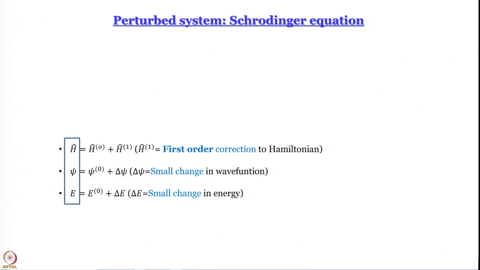Okay. So, what is the Schrodinger equation? H psi equal to E psi, simple. So, instead of H we are going to write H zeroth plus H first, like this. Instead of psi we are going to write psi zeroth plus delta psi. Then right hand side is E psi, instead of E we will write E 0 plus delta E, and that will be multiplied by psi, which is psi 0 plus delta psi, simple as that. So, this here is our Schrodinger equation for the perturbed system, great.